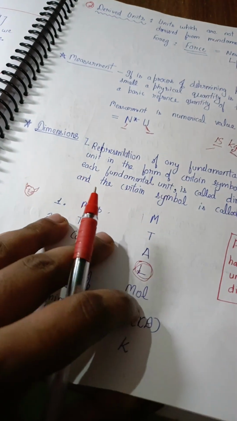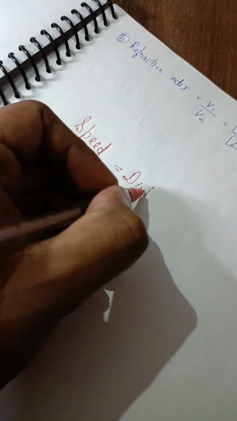It might sound a bit confusing up till now, but hear me out, guys. This chapter will majorly ask you to derive a dimensional formula. For example, they will ask you to derive the dimensional formula of speed. Now speed equals distance upon time.